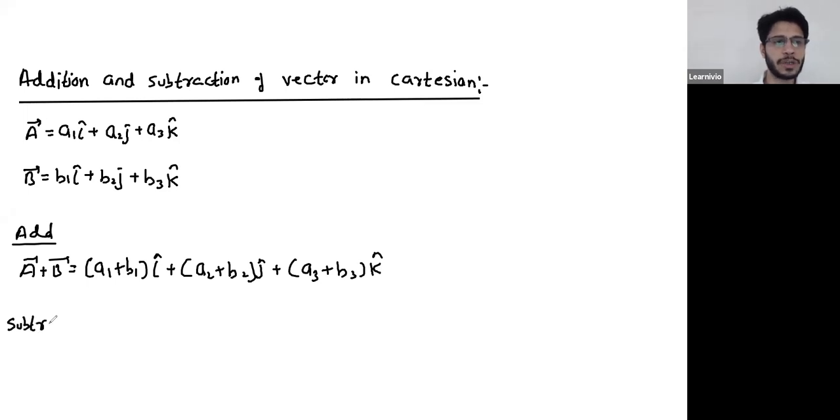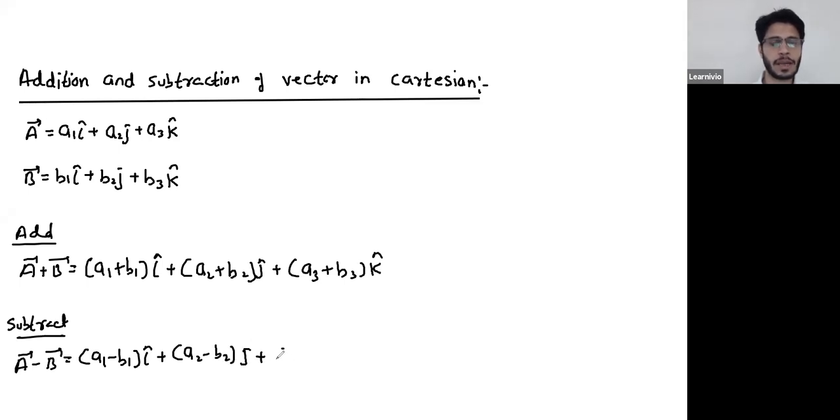Similarly, if I ask you to subtract A from B, then simply subtract A1 from B1 I cap, A2 from B2 j cap, and A3 from B3 k cap. So this is how we add or subtract vectors if they are given in Cartesian form. Okay, just note it down. We'll erase it and solve some numericals on this concept. So can I erase it? Written? Yes, sir. Okay, I'm erasing it.